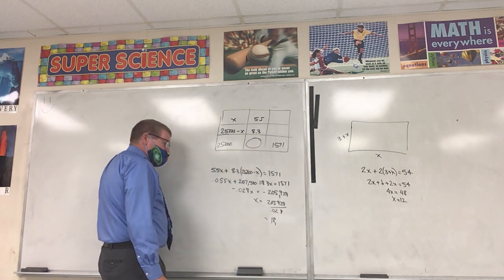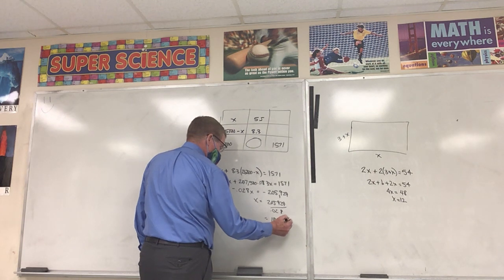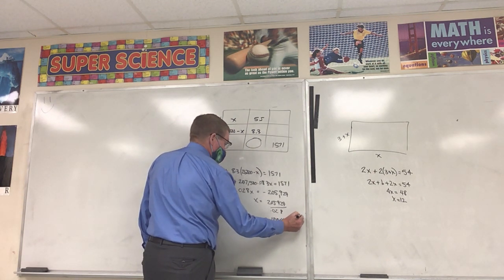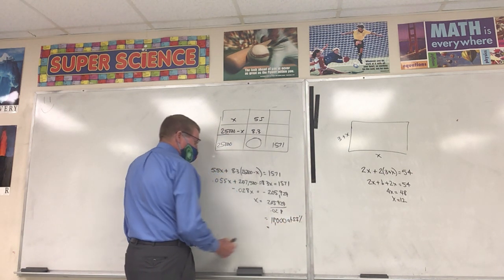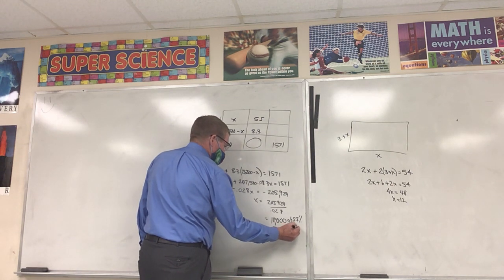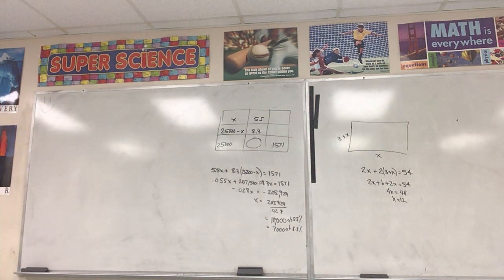Amy, what do you get for an answer? 18,000 at 5.5%. So you got 18,000 at 5.5%, and we have 7,000 at 8.3%. Make sense? I messed up. Any other questions?